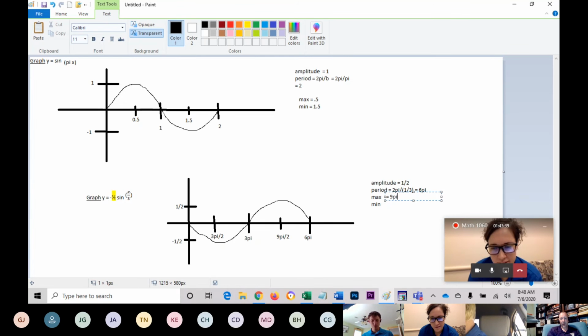9 over 2. And our minimum is at? 3 pi over 2. 3 pi over 2. Okay.